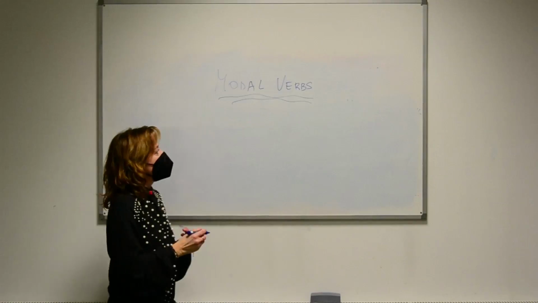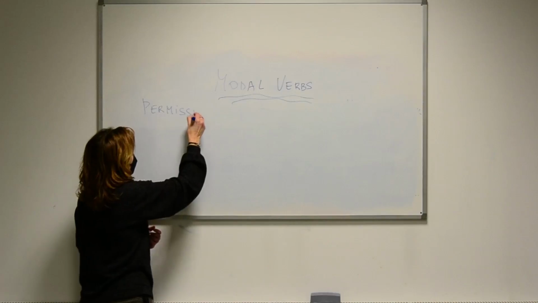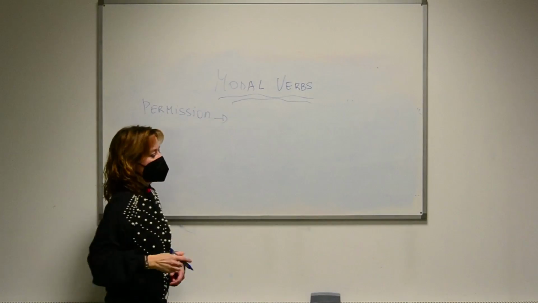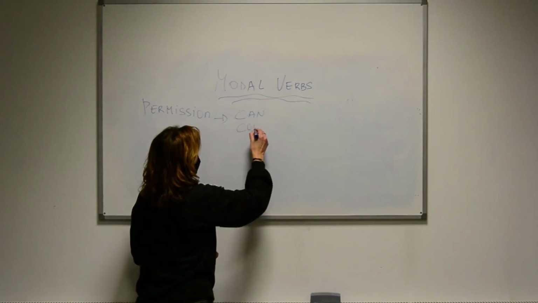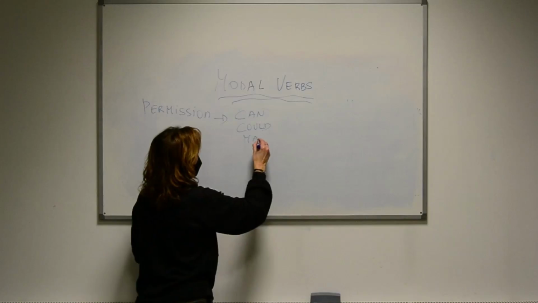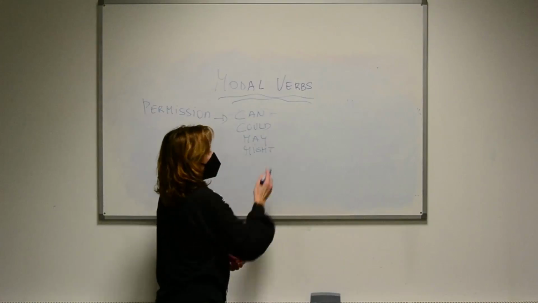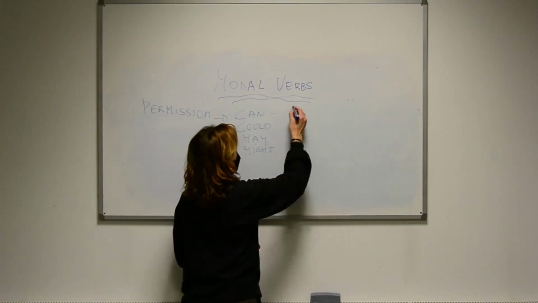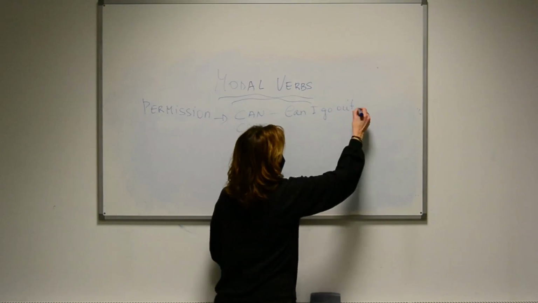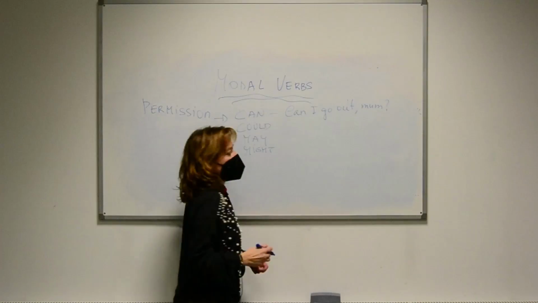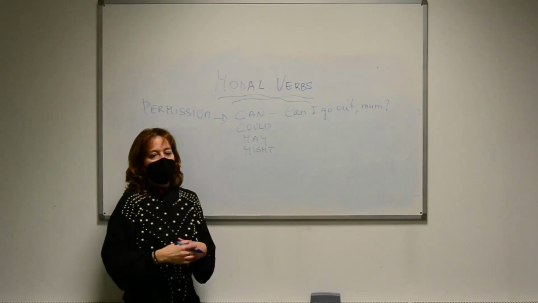Now, we are going to study permission, how we ask for permission. When we want to ask for permission, we use modal verbs like can, could, may, or might, for instance. Can is a common colloquial situation. For example, can I go out, Mom? It's a colloquial situation in a familiar context. May, could, and might are more polite.